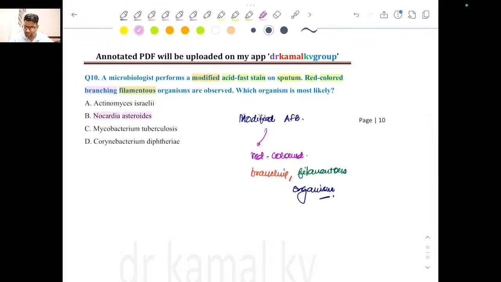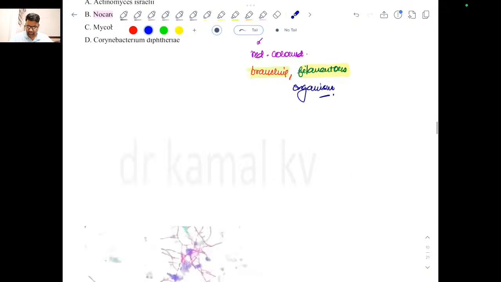Very good, Priya, very good, Gaurav. So just remember this keyword, branching and filamentous, and this will differentiate it from Mycobacterium tuberculosis, because what usually happens, the moment students see AFB sputum, directly they jump on to Mycobacterium tuberculosis. So please don't do that. Consider this point as well. So branching, filamentous organism, the answer has to be Nocardia.